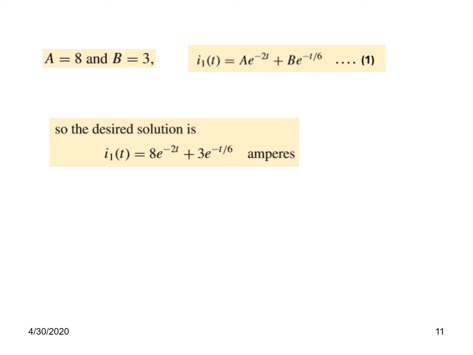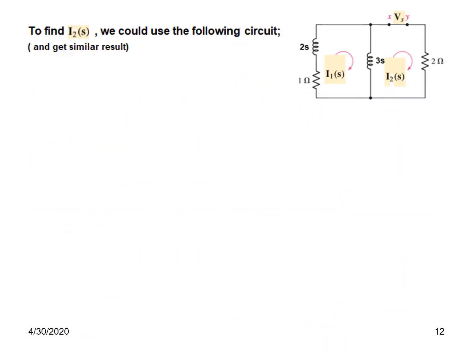Now we'll move on to I2(t). To find I2(t) or I2(s) in the S domain, we could use the following circuits. So the same circuit. What we have done is now we plug in the source here, and just like the previous part, we can calculate I2 from this.